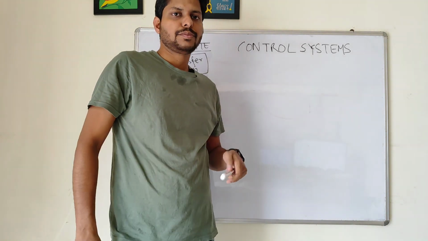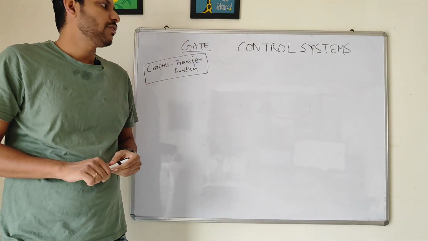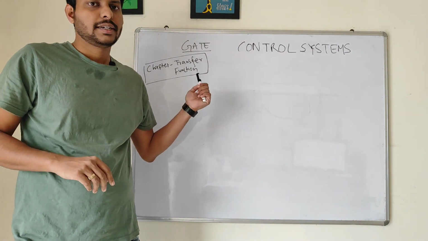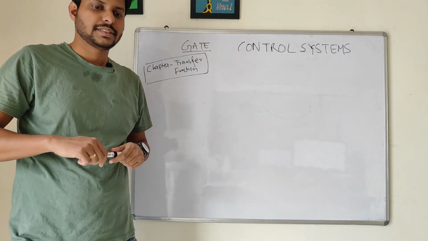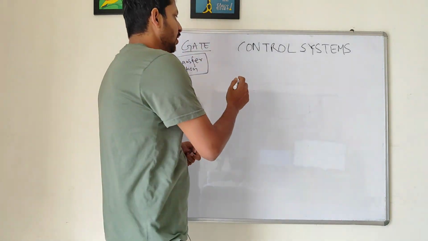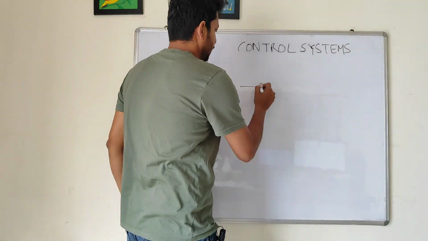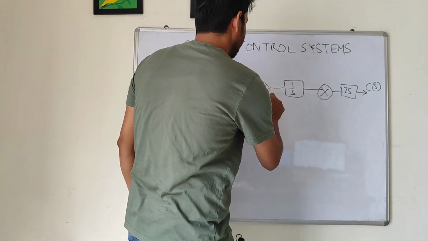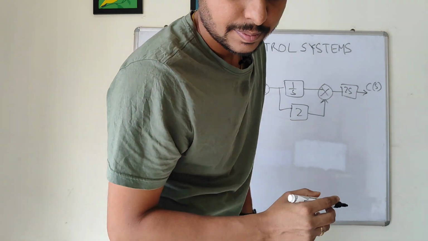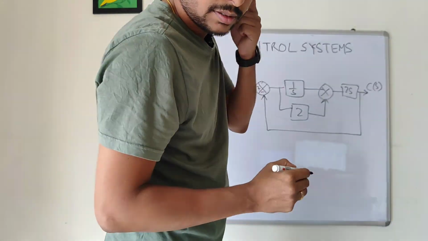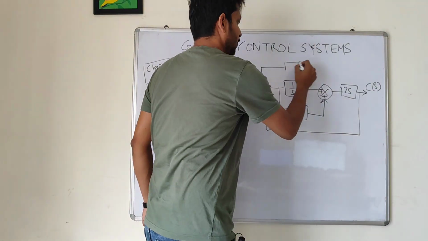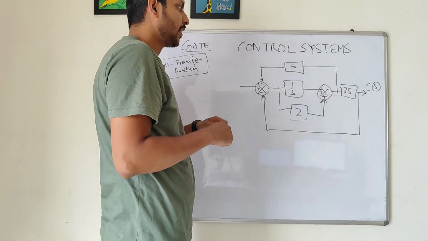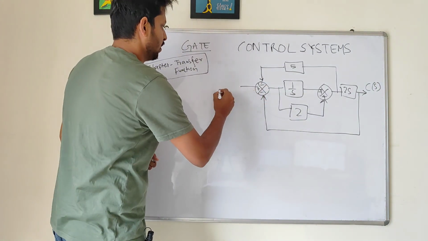Okay, so in the previous problem, we used Mason's gain formula to solve for a signal flow graph, right? Now here we will be solving the circuit directly using Mason's gain formula. So you don't have to convert the circuit to the signal flow graph. Yeah, so we are asked to find the transfer function of this circuit.